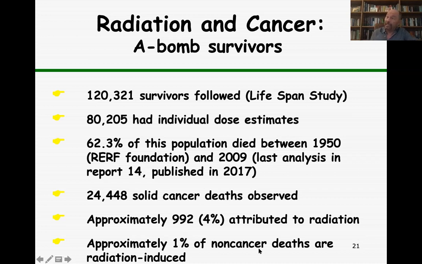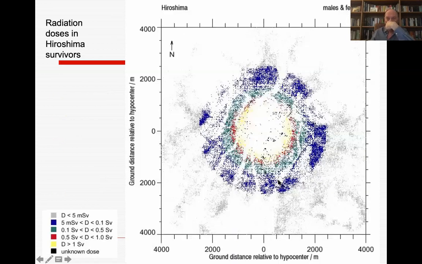More recently, really in the past 10, 15 years, an excess in deaths which are not cancer has also been seen. This is mostly cardiovascular disease and a little bit of other kinds of non-cancer disease. And this makes approximately 1% of non-cancer deaths seem to be radiation induced. We will also see this today. So the reconstruction of the dose, as I said, was particularly complicated, but was done brilliantly.